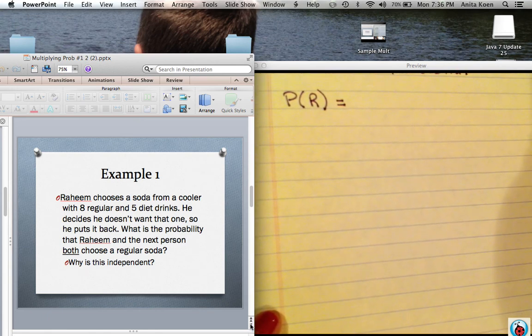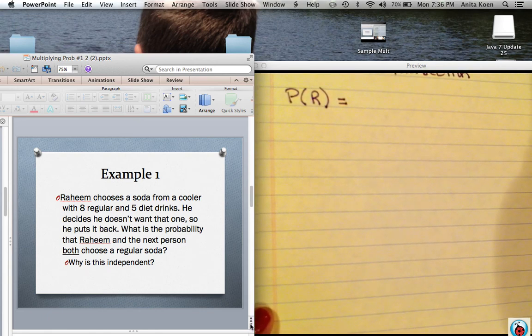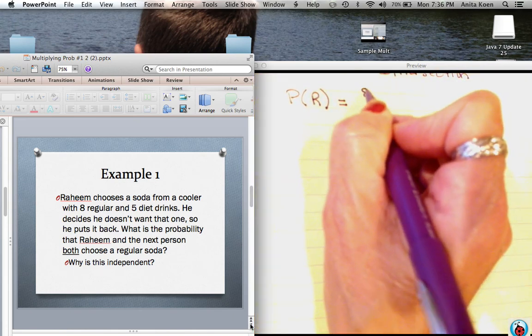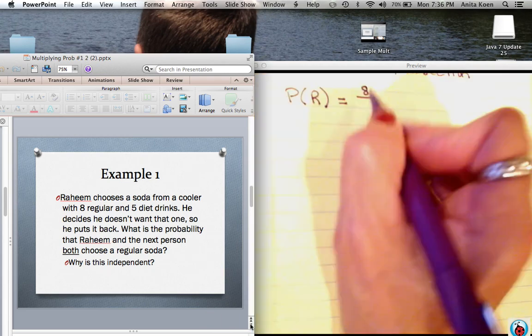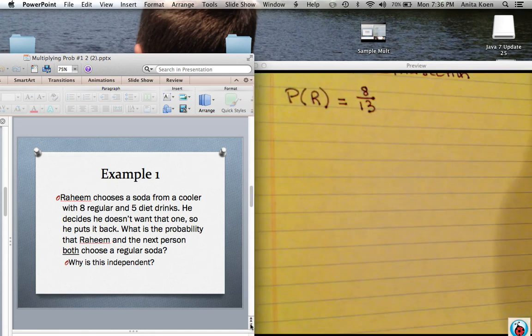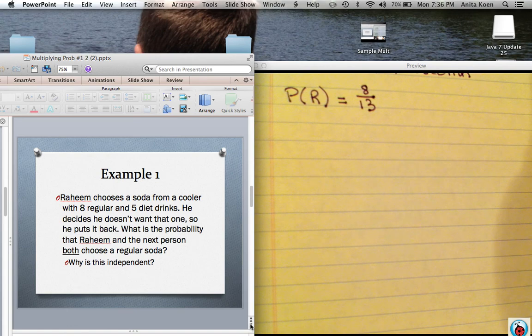Let's review from last week how to find the probability of this simple event. There are 8 regular sodas in the cooler. There are 13 sodas altogether. 8 plus 5 is 13. So there are 13 sodas altogether. So the probability that Rahim will choose a regular soda is 8 out of 13.